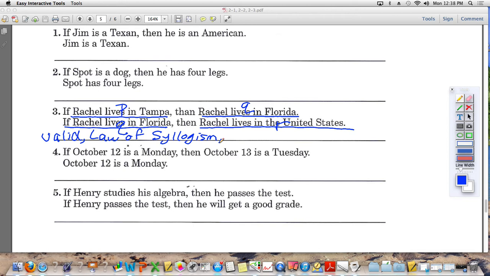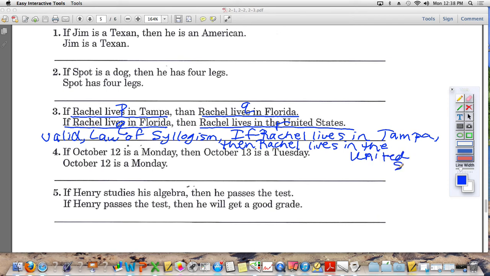And then you have to write what you can conclude. So now I'm going to say, if Rachel lives in Tampa, it's kind of a long one. If Rachel lives in Tampa, then Rachel lives in the United States. Is this a true statement, by the way? Yes. Unless there's another Tampa somewhere.